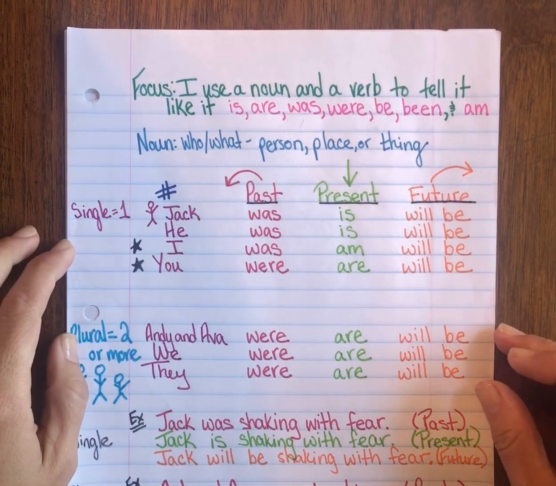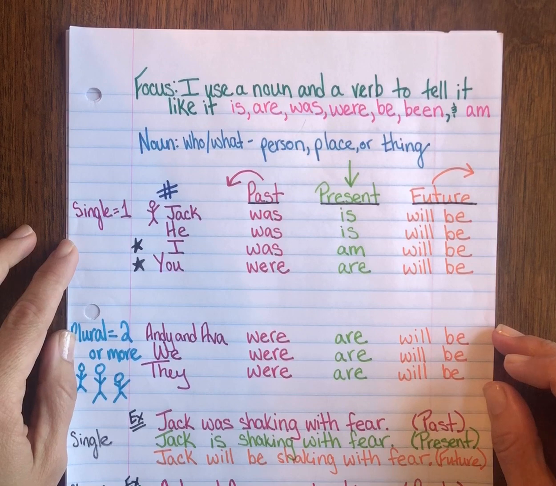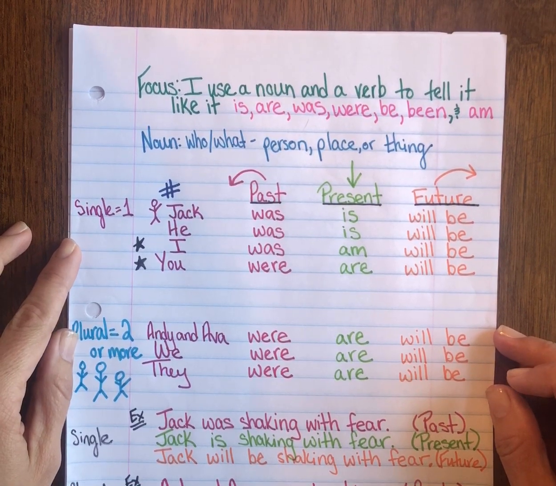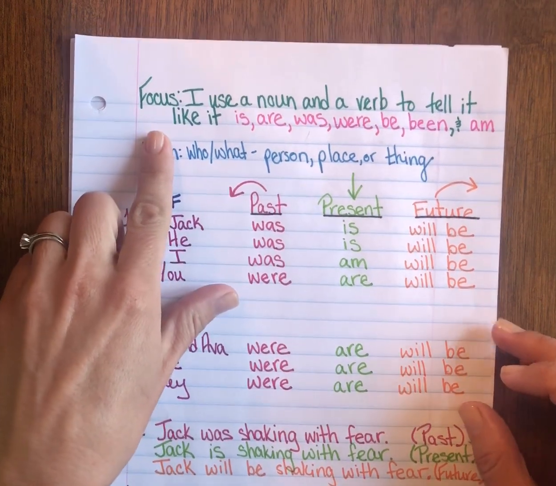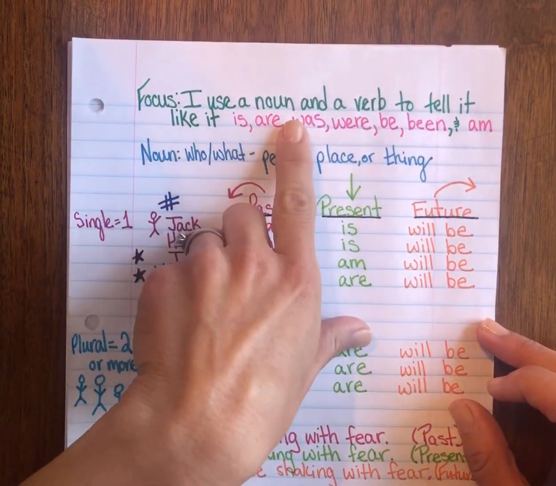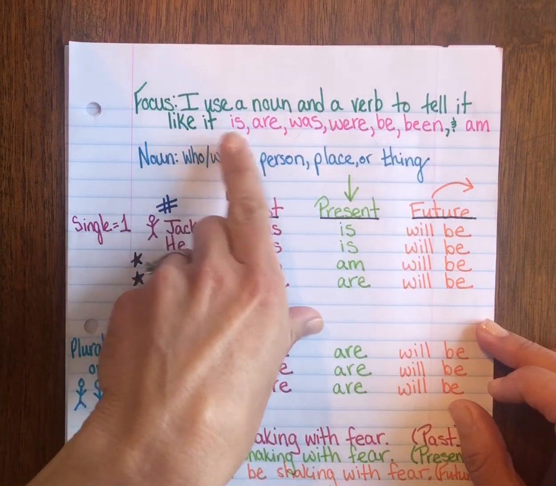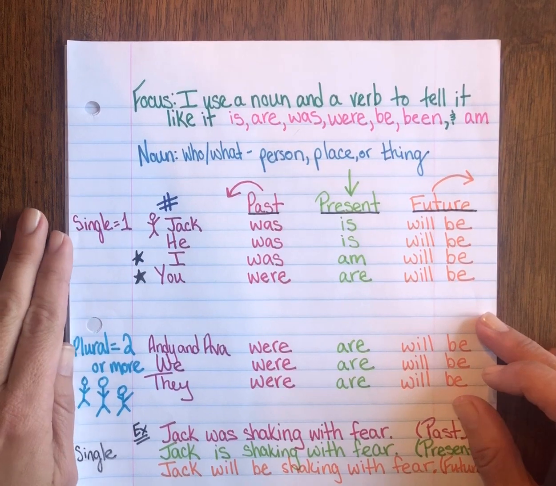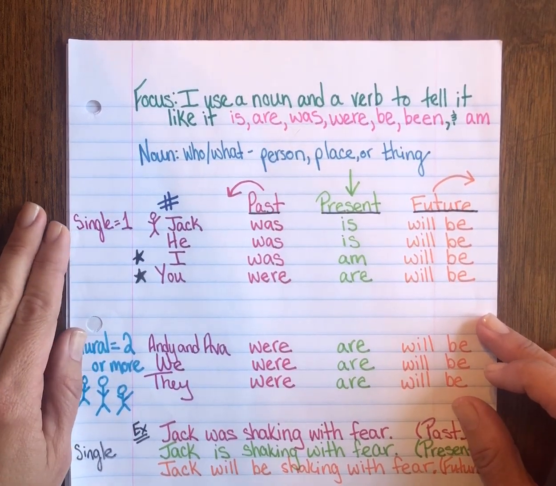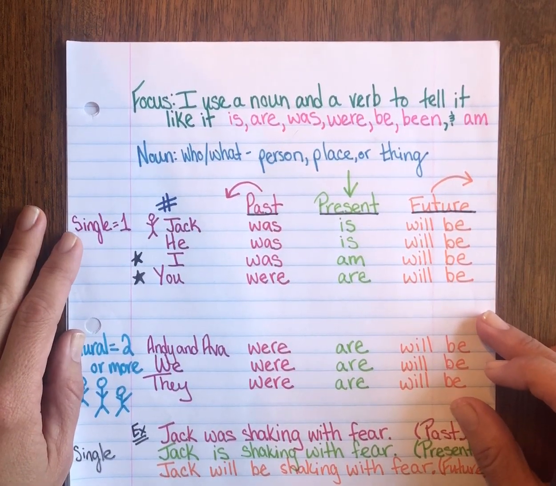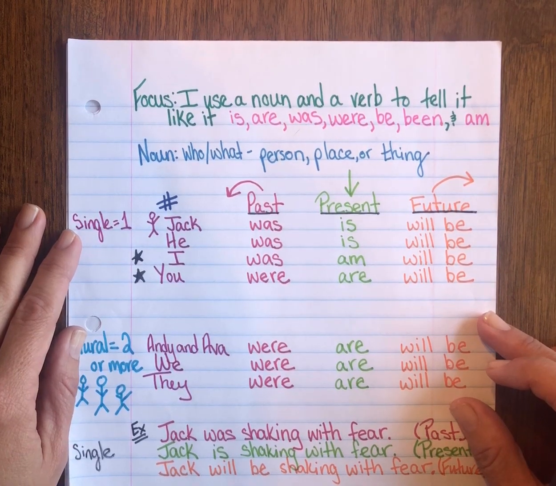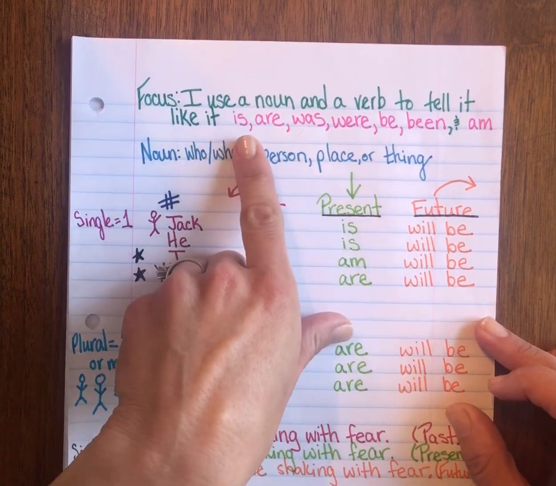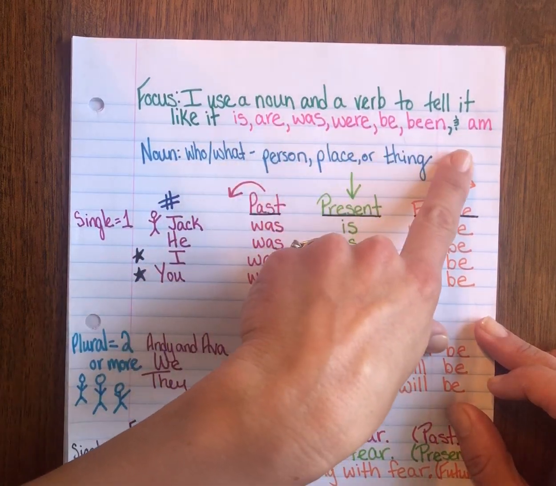Hi everyone. Today our focus is to use complete sentences to write a beginning to introduce our reader to our topic. The focus, you'll notice, for our verb is I use a noun and a verb to tell it like it is: are, was, were, be, been, and am. These are all verbs that are either known as helping verbs or the verbs of being. When we want to describe what something is like or what something was doing, we would use the verbs is, are, was, were, be, been, and am.